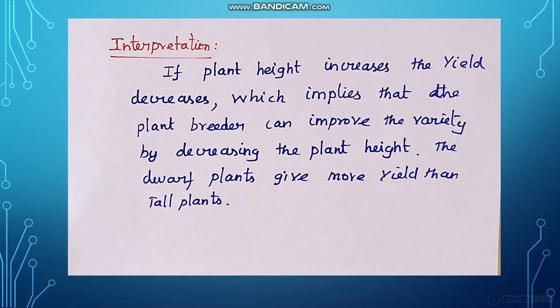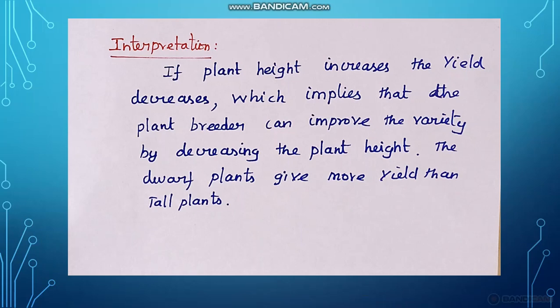In the problem we want to find whether we want to increase or decrease the plant height. Based on the correlation, we found that the correlation between the plant height and the yield is negative, which means that if the plant height increases, the yield decreases. So the plant breeder can improve the variety by decreasing the plant height. That is, a dwarf plant will give more yield than a tall plant. So this is the interpretation.